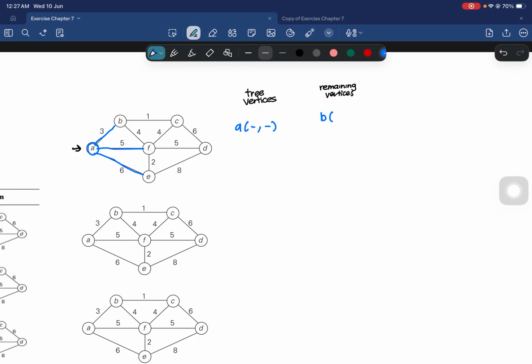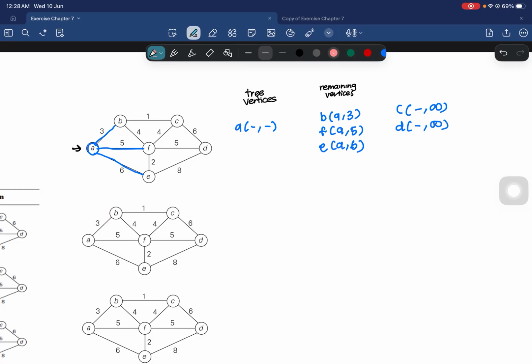B is connected to A by 3. Then we have F connected to A by 5. And we have E connected to A by 6. And then we have C and D. C is not connected to anyone, so just infinity. And D the same. So from here, which one is the cheapest?